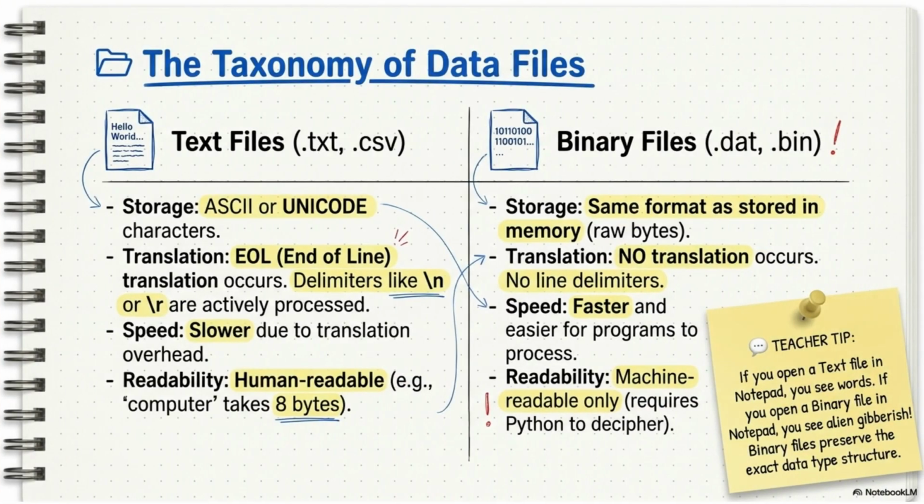Data files are classified into two main types: text files and binary files. Text files are human-readable, like .txt or .csv files, but are slower to process due to character translation. Binary files, like .dat or .bin, are stored as raw bytes, making them faster for programs to process.